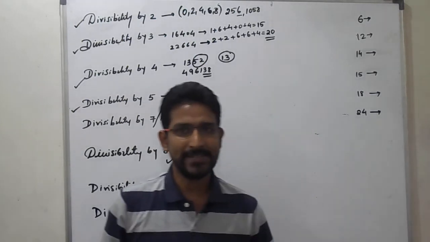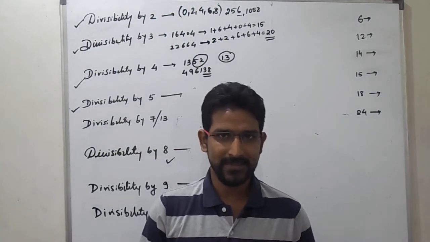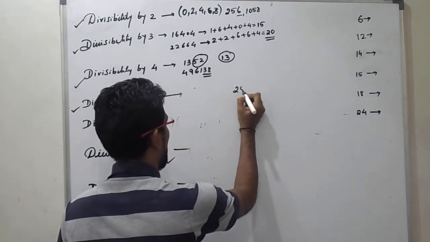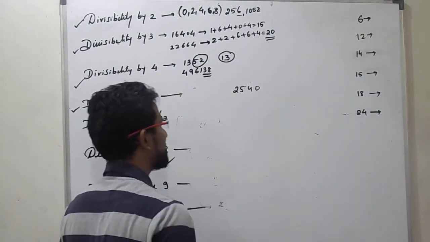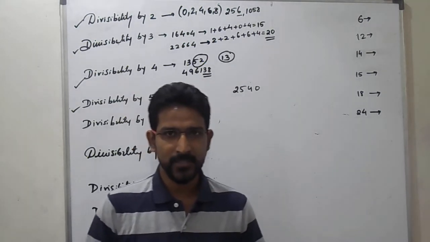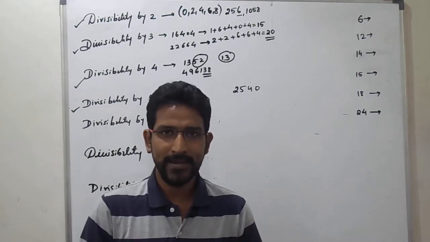So divisibility by 10: if any number contains 0 in its unit place, then that number will be divisible by 10. Example, 2, 5, 4, 0. This number is divisible by 10 because it contains 0 in its unit place. So if any number contains 0 in its unit place, that number will be divisible by 10.